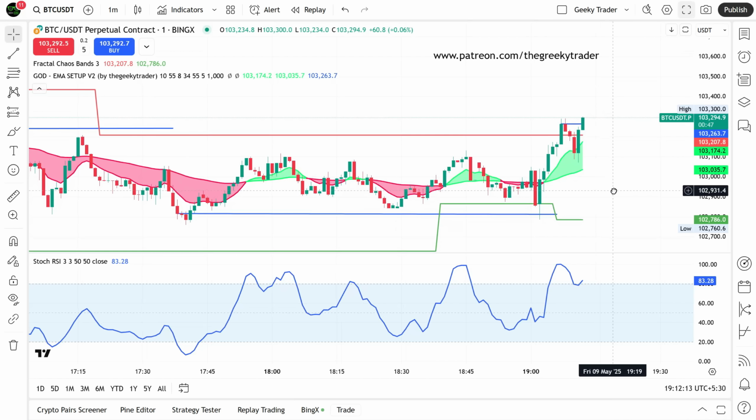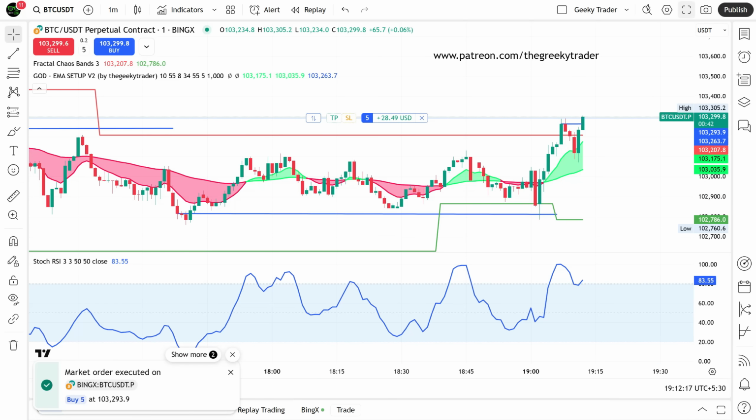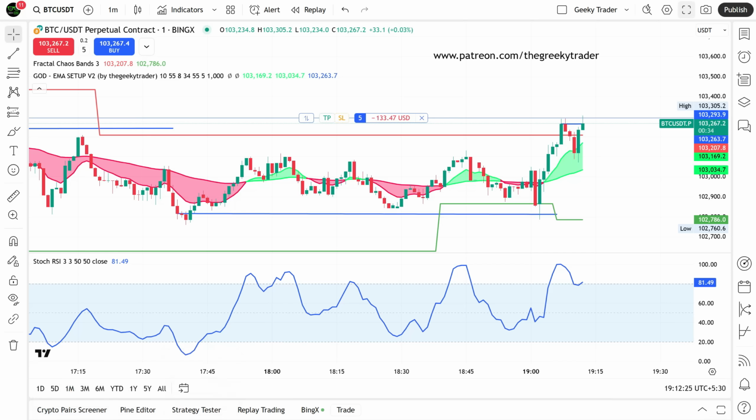So based on all of this, the EMA ribbon, price action, and the strength in stochastic RSI, I've decided to go ahead and take a buy trade here. Everything is aligning well, and it looks like the trend is ready to continue further. Let's ride it with a solid plan and stay ready to exit when our next blue line shows up.